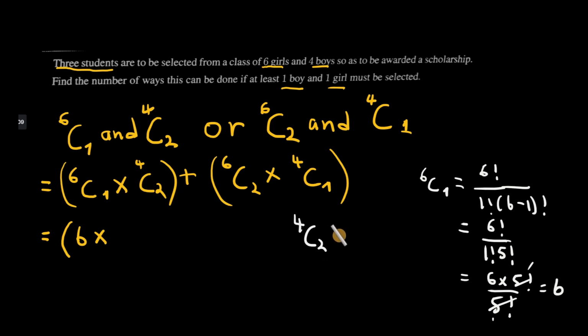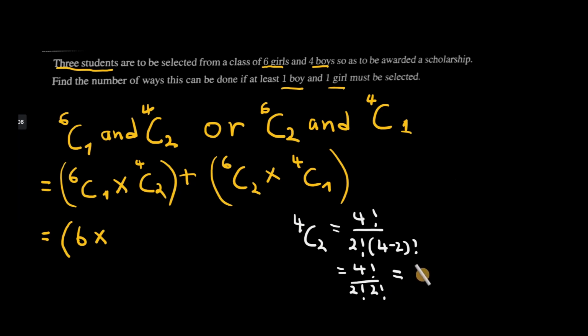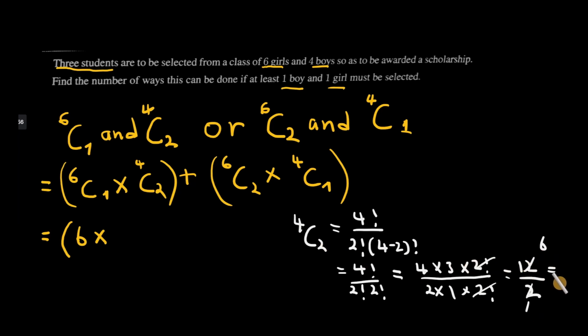4 combination 2 is the same as 4 factorial all over 2 factorial into 4 minus 2 factorial. That's 4 factorial all over 2 factorial into 2 factorial, which is the same as 4 times 3 times 2 factorial all over 2 factorial, which is 2 times 1 times 2 factorial. The 2 factorial cancels. We'll have 4 times 3, which is 12, all over 2 times 1, which is 2. 2 can go into 12 6 times. So it means 4 combination 2 is equal to 6.